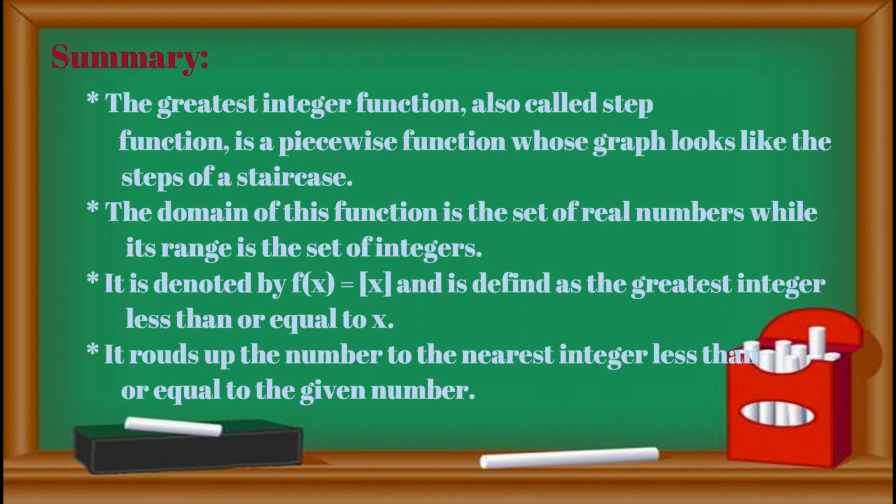The greatest integer function, also called step function, is a piecewise function whose graph looks like the steps of a staircase. The domain of this function is the set of real numbers, while its range is the set of integers. It is denoted by f of x is equal to the greatest integer less than or equal to x and is defined as the greatest integer less than or equal to x. It rounds down the number to the nearest integer less than or equal to the given number.